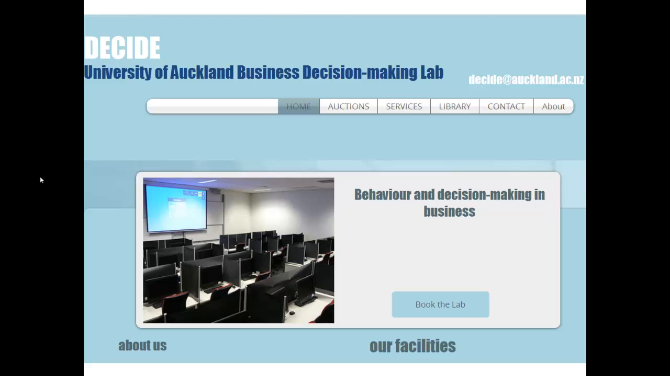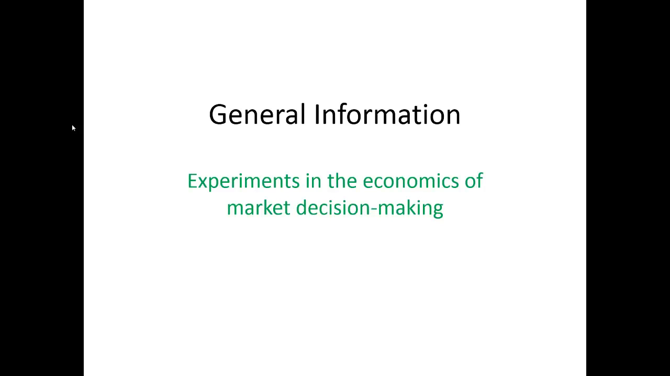First, some general information. You are about to participate in an experiment in the economics of market decision making in which you will earn money based on the decisions you make. Any money you earn is yours to keep and will be paid to you in cash at the end of the experiment. All units of account will be in experimental currency, which we call e-dollars.